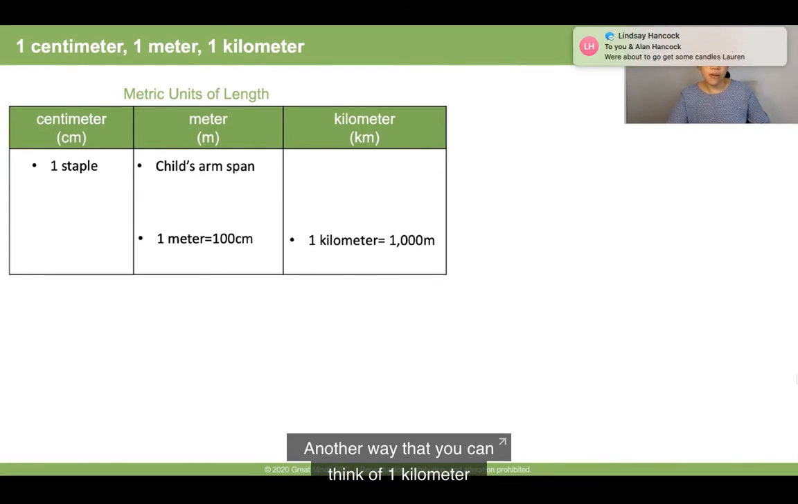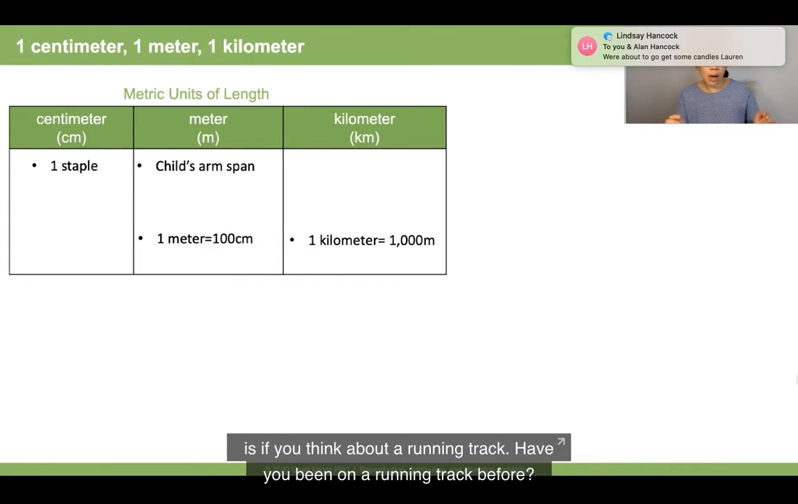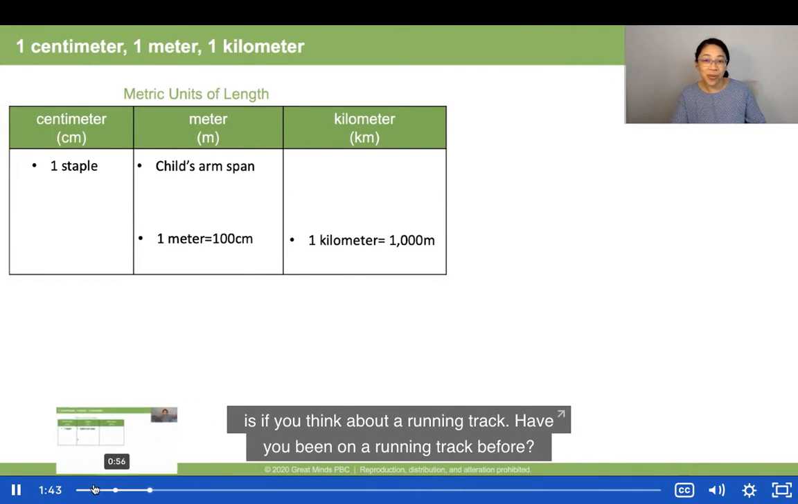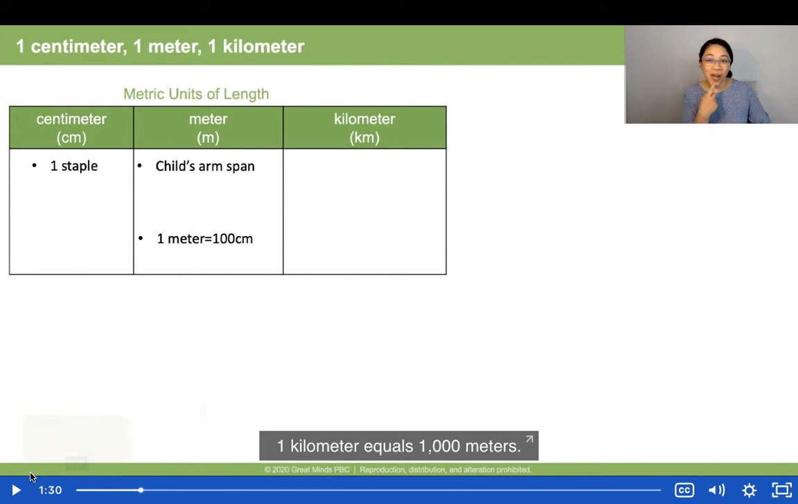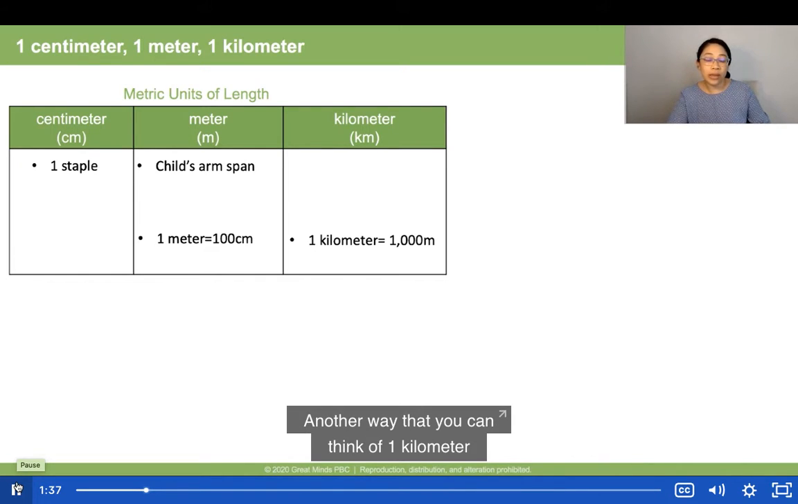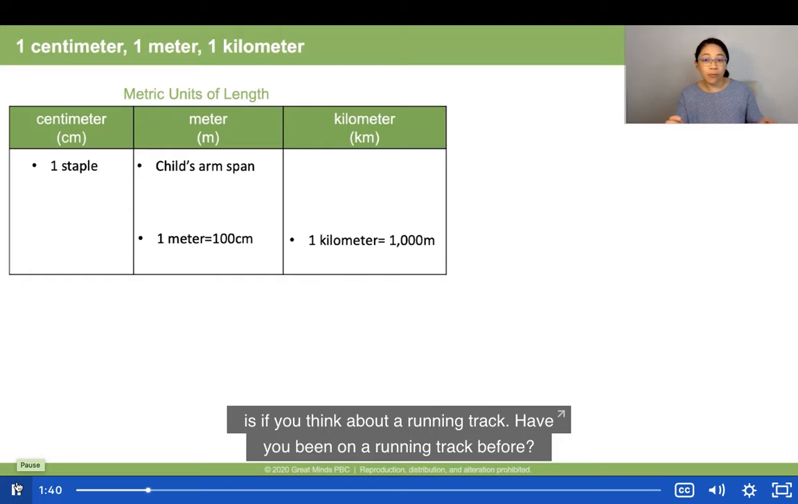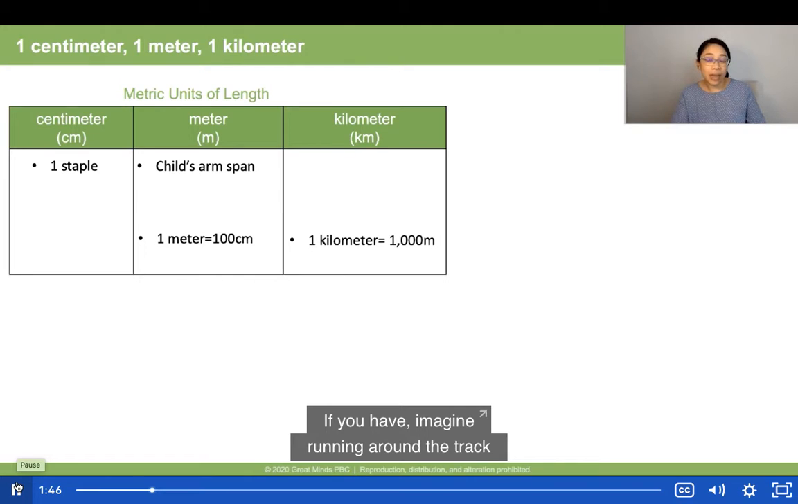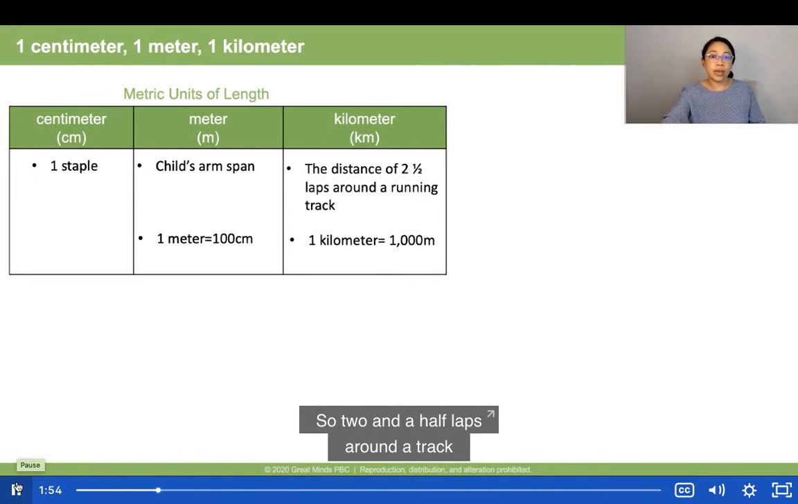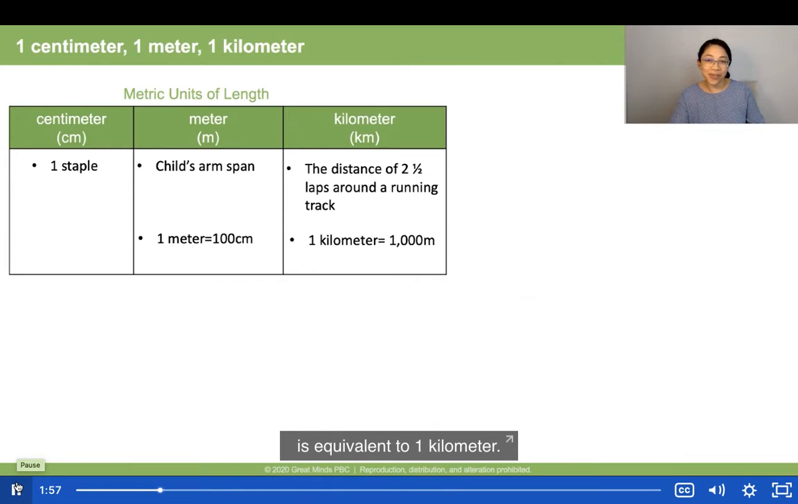Another way that you can think of 1 kilometer is if you think about a running track. Have you been on a running track before? If you have, imagine running around the track 2.5 times. So 2.5 laps around a track is equivalent to 1 kilometer.